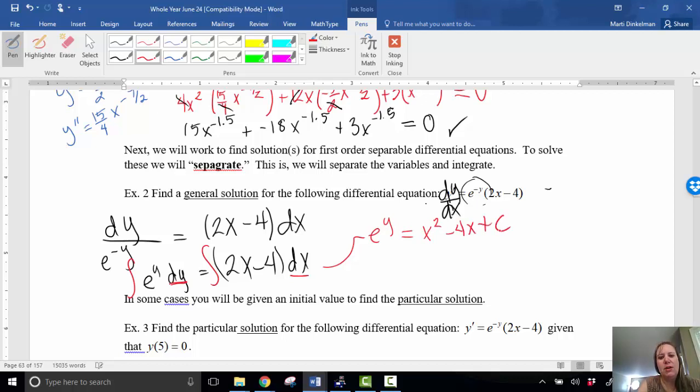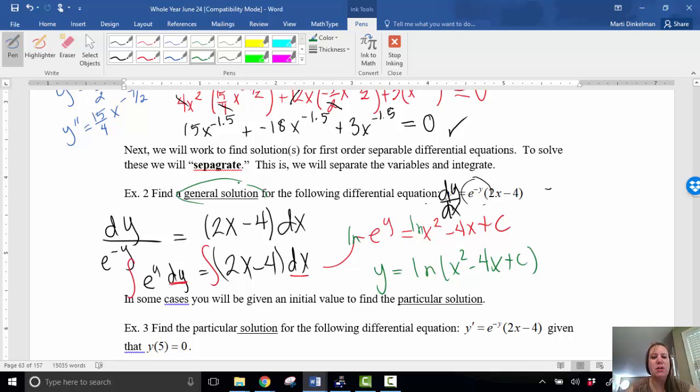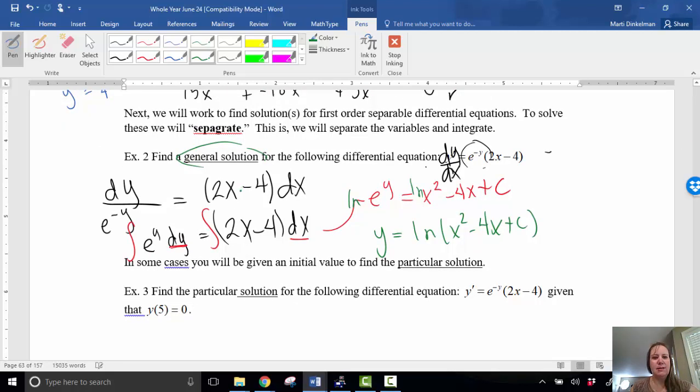Normally what they want me to do here is solve for y and get y by itself. To do that, I'm going to have to natural log both sides. So we're going to have y equals natural log of x squared minus 4x plus c. Now this is what we call a general solution because of the plus c. It's not a particular solution, not the specific one they're talking about, but it's kind of generic: our function looks like this, but we might have an extra constant there that does something with it.